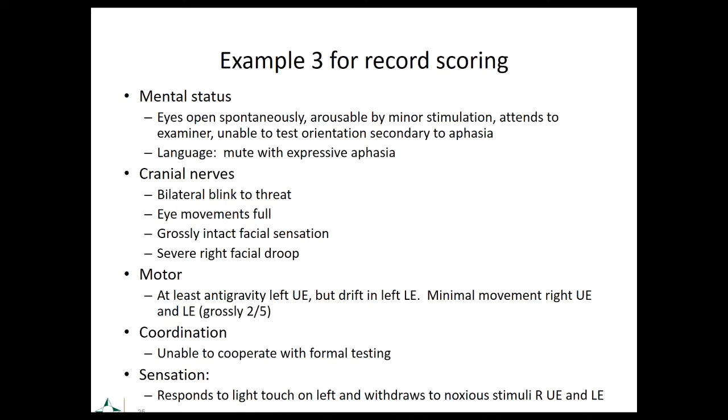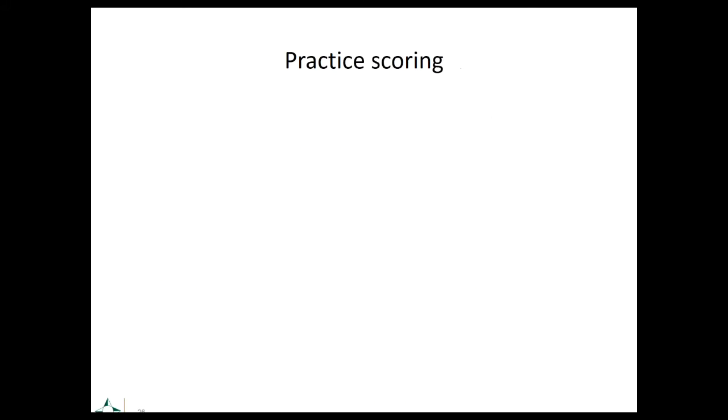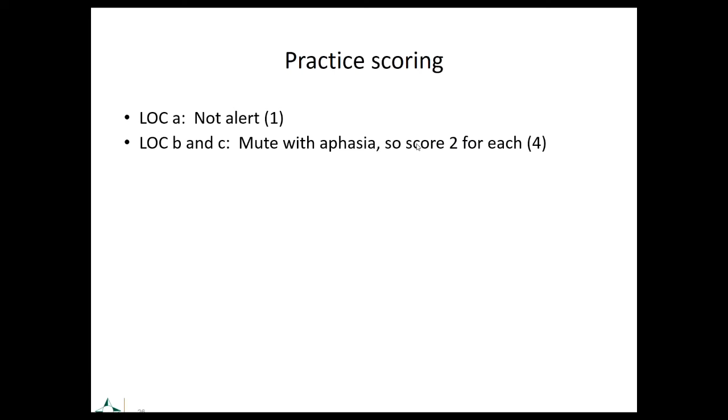So let's go through all of these items because this adds up to quite a bit. So first of all, he's not alert, so he gets a 1 for that. He's mute with aphasia, so he is scored 2 for each of those, and therefore he has a 4. He has a severe face droop, which is a 2. He had drift in the left upper extremity.